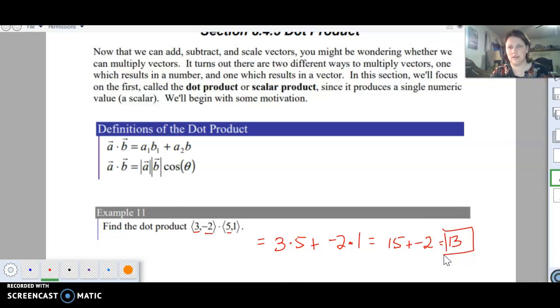So I want you to notice when we do a dot product, we end up with what we call a scalar. A scalar is just a constant, so it gives us an actual value. It's no longer a vector. Okay, so it's not written in vector form.